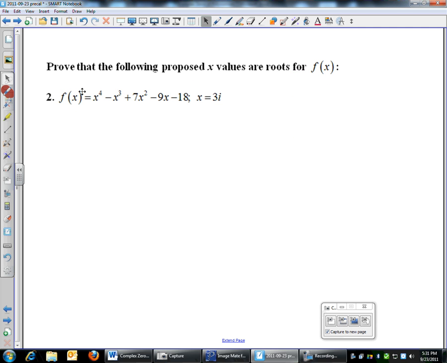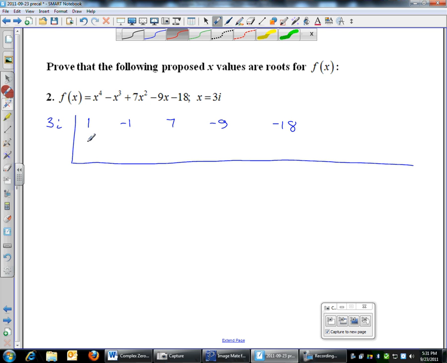So it gets a little bit fuzzier when you have a complex root, but the process doesn't change. Same function, but now I'm saying 3i is a root. Don't let it scare you, but we're going to do 3i synthetically into all of this. I'll put a lot of room. I'm going to space it out just in case. I have 1x to the fourth, negative 1x cubed, 7x squared, negative 9x, negative 18. Now I'm going to do synthetic division, and work with me here, but it's going to work out nice.